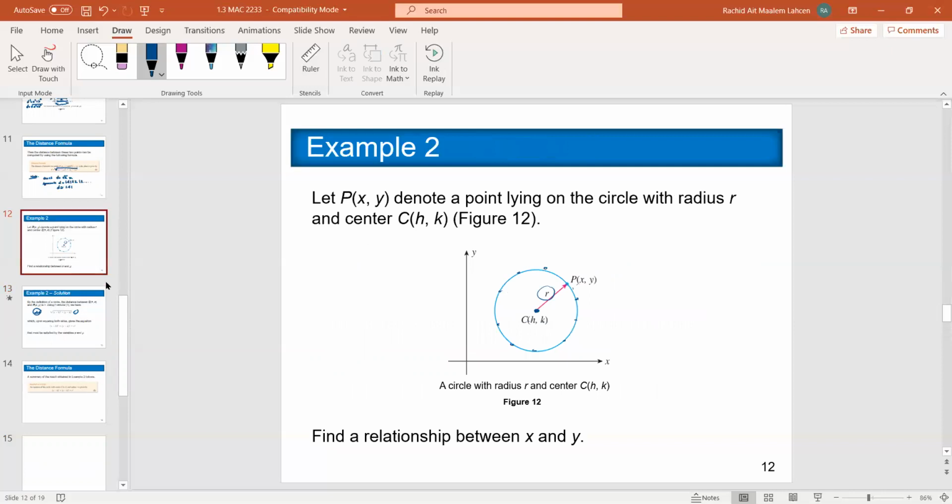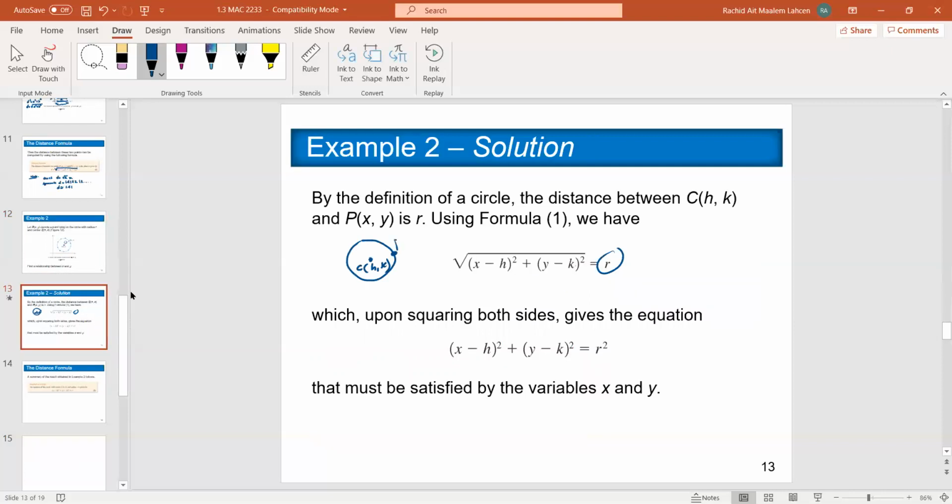And the other point, call it P(x, y), is any point on the circle. And this is r. If you square both sides, you'll get the circle equation. There are two forms for this circle equation, but this is the center-radius form.